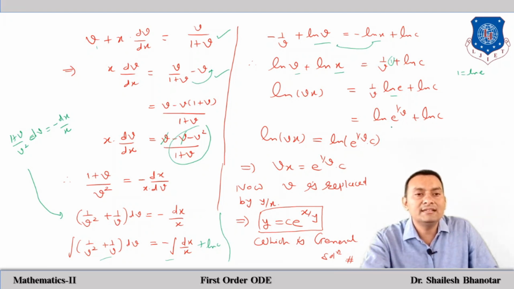Now you can see that ln of e raised to 1 by v plus ln c becomes ln of e raised to 1 by v into c, because of the property of the logarithm function. So now take the exponential on both sides, so you will have this one. But already v is replaced by y by x, because we have assumed that y is equal to vx, and therefore simplifying you will get this one. So this is exactly our general solution.